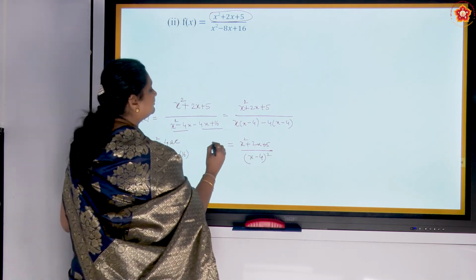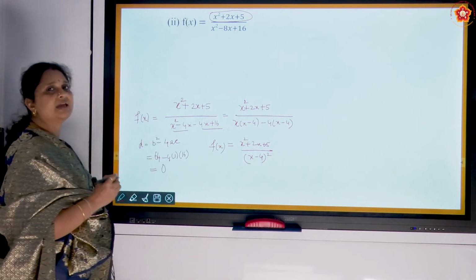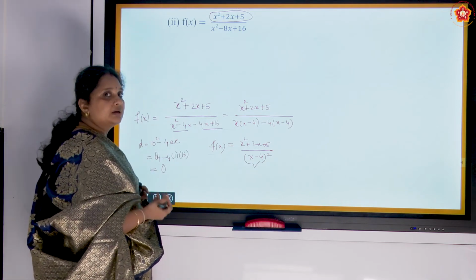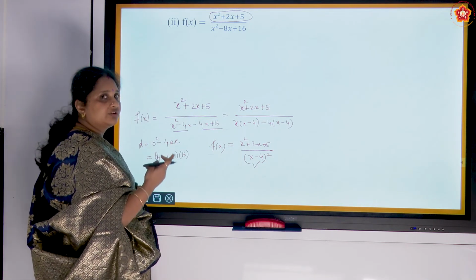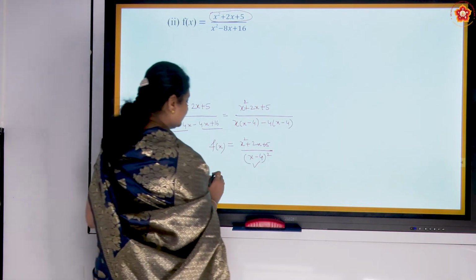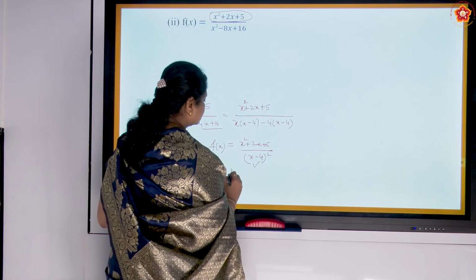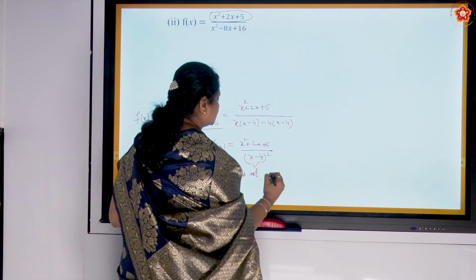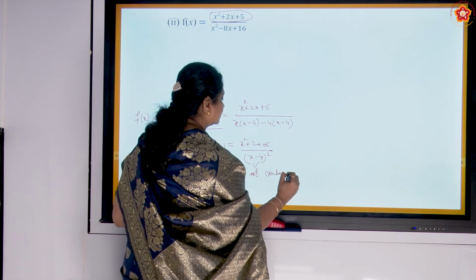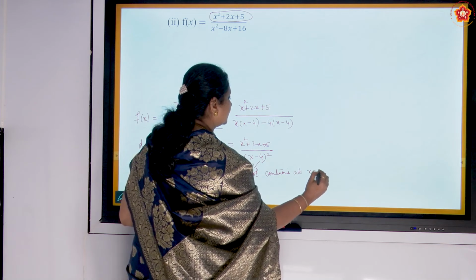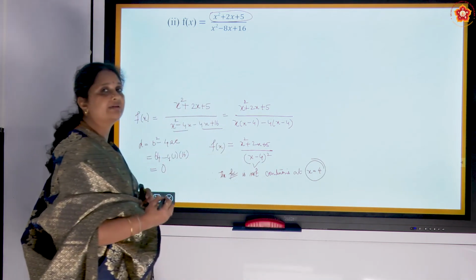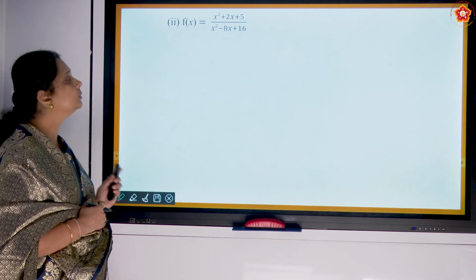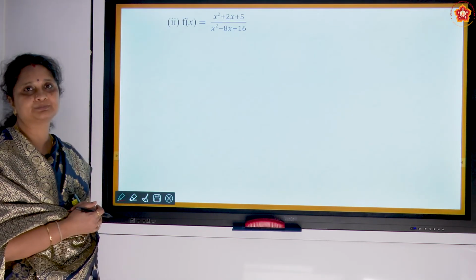So again, this is a rational function. So this will be defined everywhere on the real number system except for x is equal to 4, wherein the denominator becomes 0 and the function is not defined at that place. It leads to infinity. So therefore, the function is not continuous at x is equal to 4. It is continuous everywhere on the real number system except for x is equal to 4. So this is how you deal with rational functions.